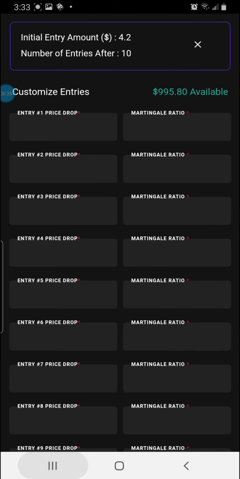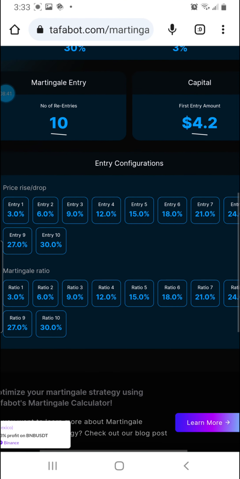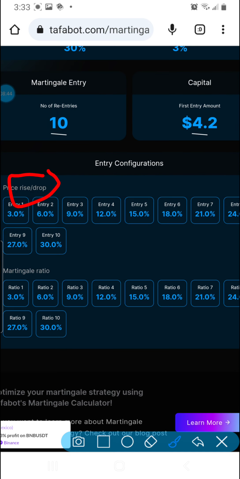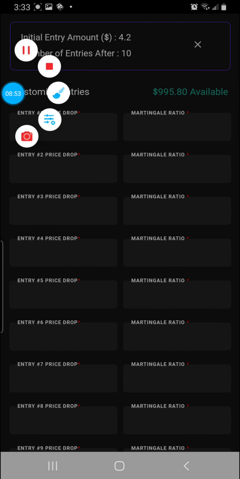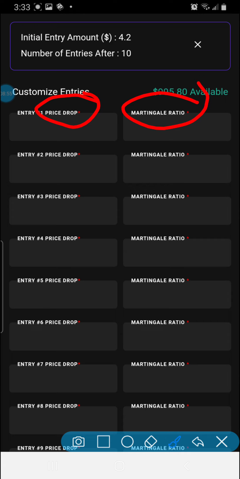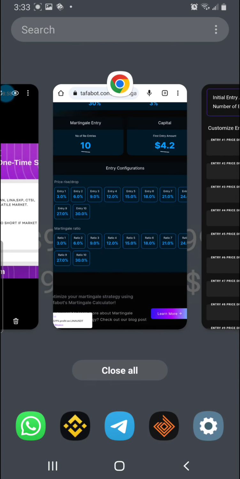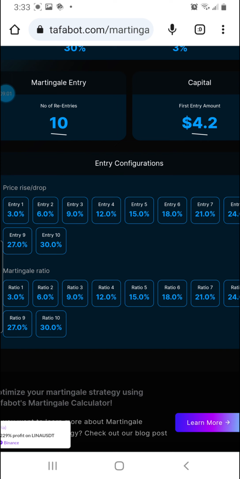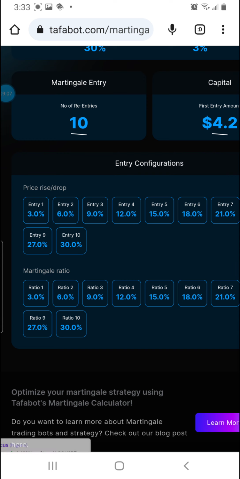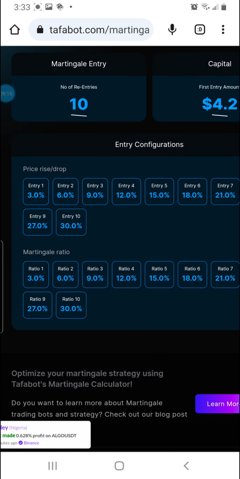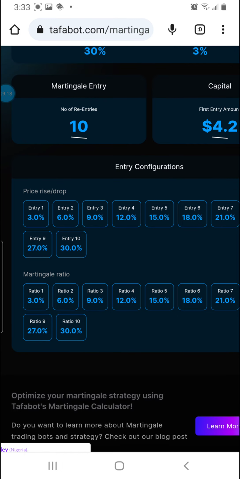So I come back to the Tafa calculator and I see my price ratio drop and Martingale ratio. This is exactly what I have here: price drop and then Martingale ratio. All right, so I come here. You can see it's 3, 6, 9, 12, 15, 18, 21, 24, 27, 30. So we have a difference of three. Price drop is also the same with Martingale ratio. It's not always the same, so don't assume. You have to do the calculation and be sure.